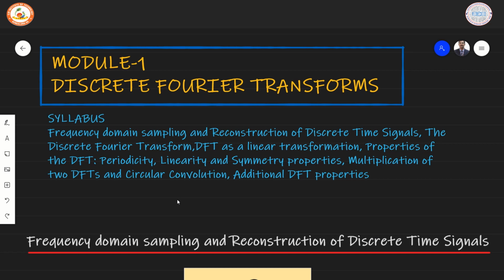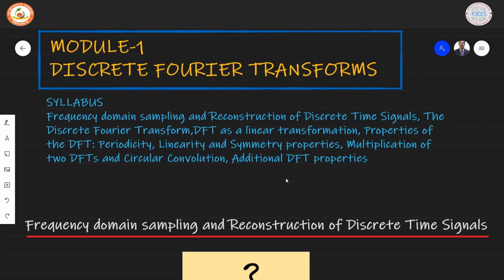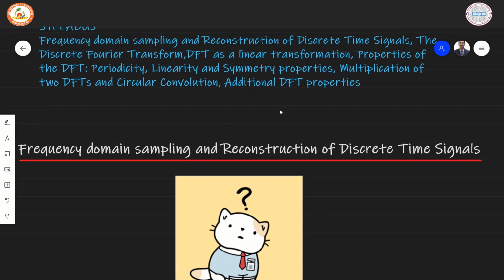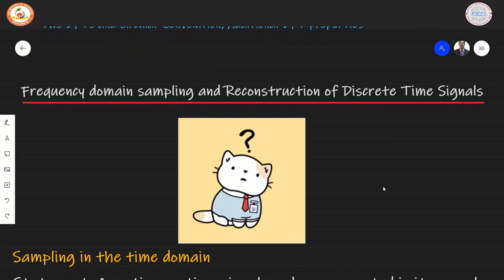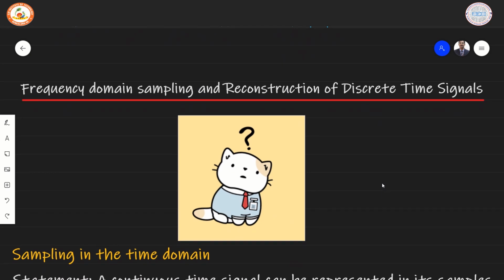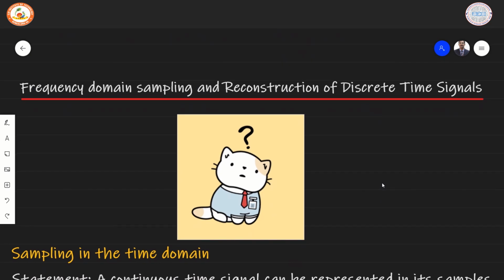The very first topic in your syllabus we see is frequency domain sampling and reconstruction of discrete time signals. Now, before we get to what is frequency domain sampling and reconstruction, before we talk about sampling in the frequency domain, I think it's good to have a look at what happens in the time domain.